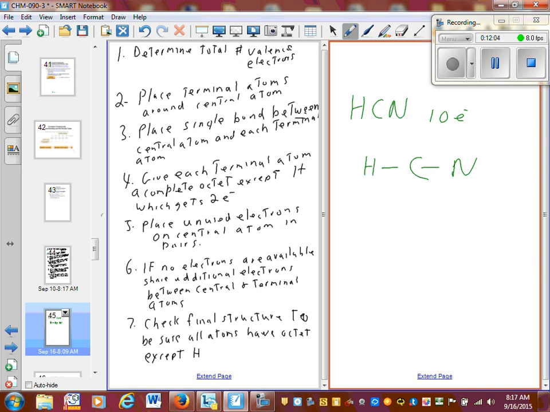So nitrogen has 2, it needs how many more? 6. There, now nitrogen has 8, hydrogen has 2, so a total of 10. We've used up all my electrons. What about carbon? Poor old carbon. It has 4, so it needs what? Where is it going to come from? It has to come from nitrogen. Those are the only atoms that have electrons. So take 2, 2. Now we have a carbon-nitrogen triple bond.